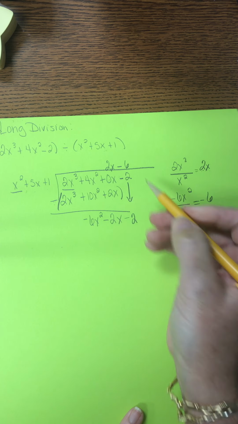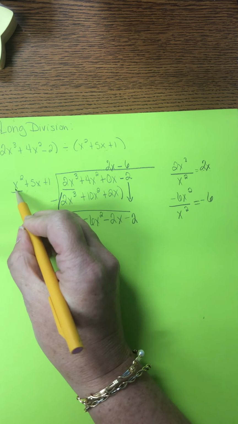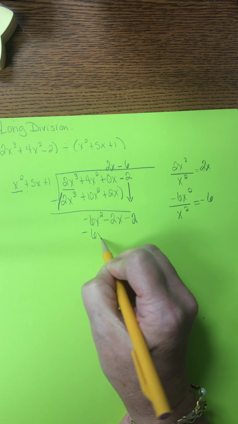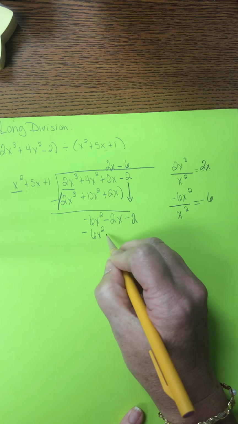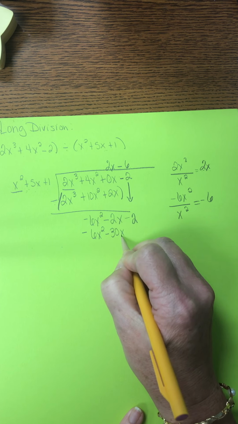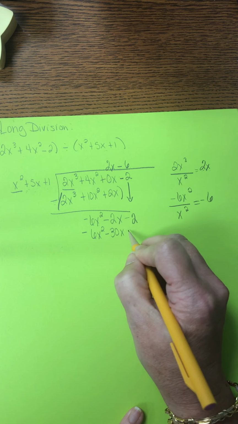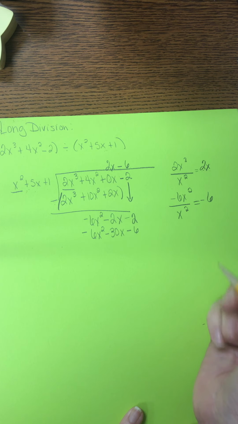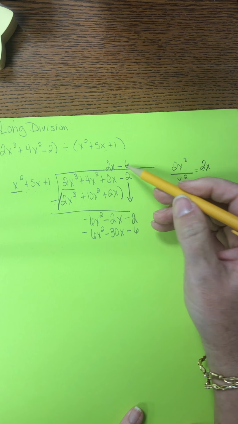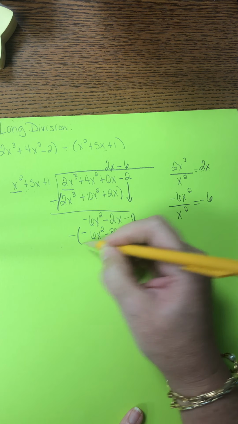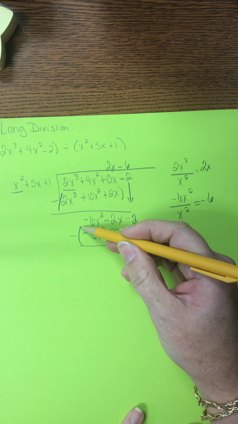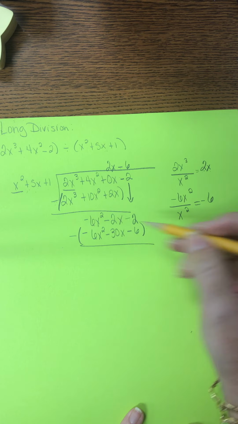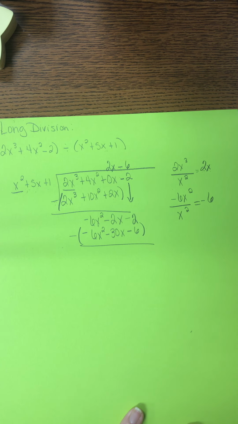And again, multiply away. Negative 6 times x squared is negative 6x squared. Negative 6 times 5x is negative 30x. Negative 6 times 1 is negative 6. After you've divided and then multiplied, remember to subtract to get your next set. Once again, because you're subtracting an entire polynomial, put your polynomial in parentheses.